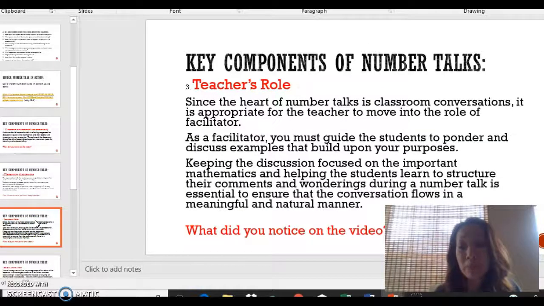Another component of number talk is the teacher's role. As you can see, the teacher here was the facilitator. Since the heart of number talk is classroom conversation, it is appropriate for teachers to move into the role of facilitator. As a facilitator, you must guide the students to ponder and discuss examples that build upon your purposes, keeping the discussion focused on the important mathematics and helping the students learn to structure their comments. Wondering during a number talk is essential to ensure that the conversation flows in a meaningful and natural manner. Again, I will ask the teachers, what did you notice on the video as I'm giving this training?